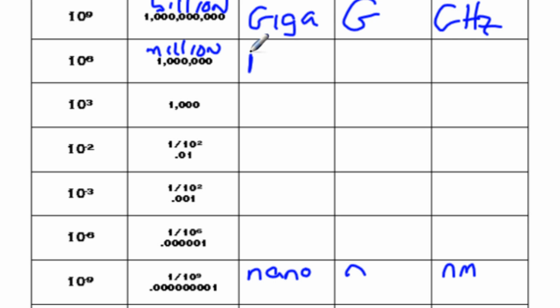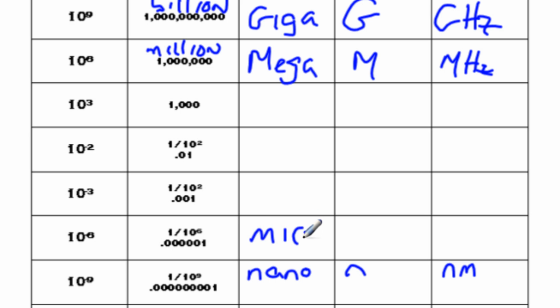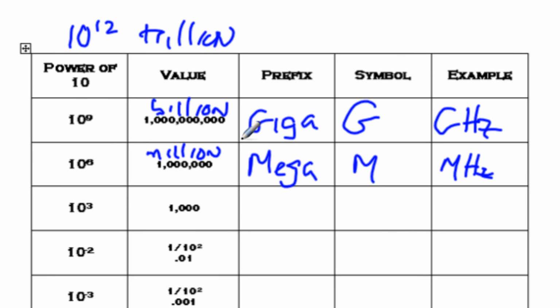So, million is going to be mega. Symbol for that is capital M. And megahertz, we also have cycling frequencies in megahertz. And therefore, 10 to the minus 6, millionth, is going to be micro. And the symbol for that is a Greek mu. It's a drunken U, I like to call it, or a U with a long tail. Micrometers, micrograms, microseconds.